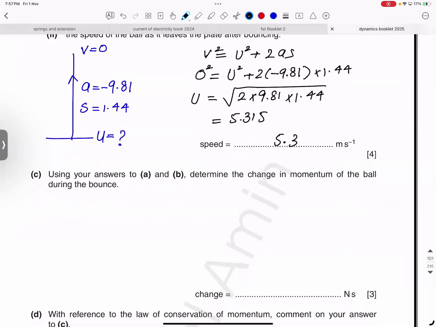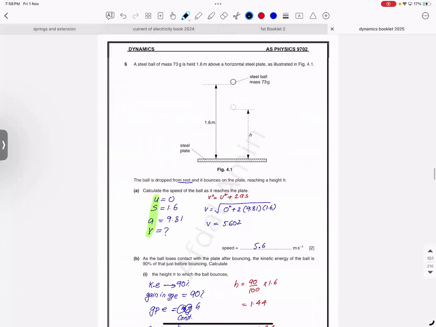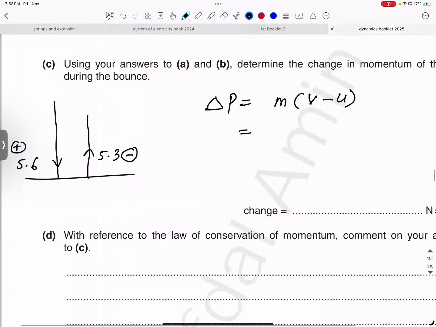Dear students, use your answers to determine change in momentum. Please be careful about signs. If you took this 5.6 as positive, then this 5.3 you will take negative. Change in momentum, m final minus initial. m was 73 grams, so 73 grams means divide by 1000. v is negative 5.3 minus u 5.6. Give me the answer with the negative sign: minus 2.7.